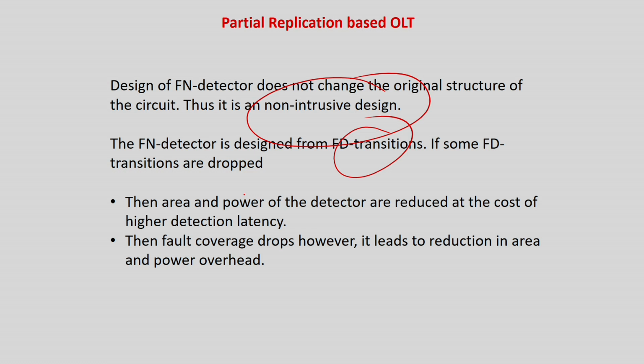But in the case of partial replication, the control is more. Just by taking the number of FD transitions or dropping some of them, you control the area of the tester. But controlling the FD transitions, by taking some of them and dropping some of them, is directly related to the faults and test. So it gives you a better control over testability compared to coding theory. Therefore partial replication based online testing is much better compared to coding theory. So the area overhead and the power of the detectors are reduced at the cost of higher detection latency.